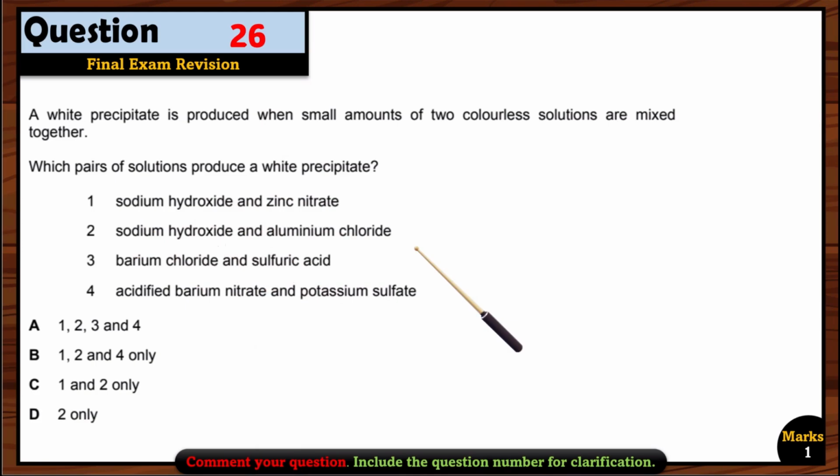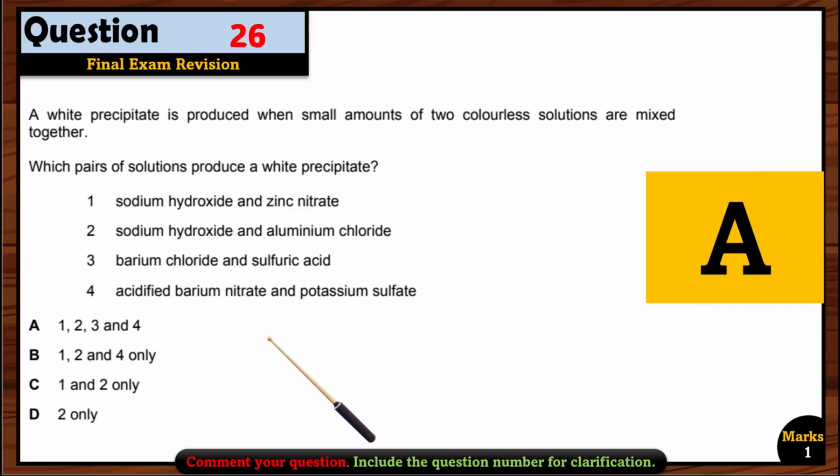Sodium hydroxide and aluminium chloride. Again, we are going to get aluminium hydroxide and sodium chloride. Sodium chloride are also white precipitates, but they are soluble, right? Now let's see again, barium chloride and sulfuric acid. So barium chloride will produce what? Barium sulfate, and then we are going to get HCl. Again, barium sulfate is a white precipitate. Acidified barium nitrate and potassium sulfate. Again, we are going to get over here barium sulfate and potassium nitrate. So all of these will produce white precipitate. That's why option A is the correct option here.